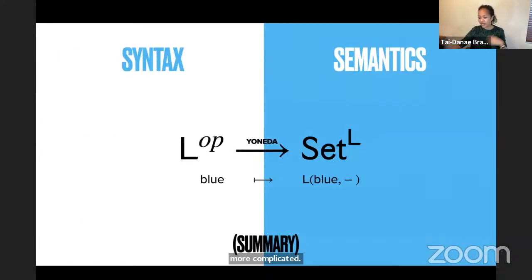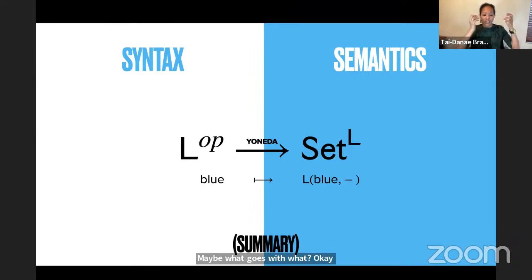So here's a summary of what we've done so far. We started with a very bare-bones category L. It's like a pre-order. It just tells you what goes with what. So in that sense, you can think of it as syntax, maybe. What goes with what?